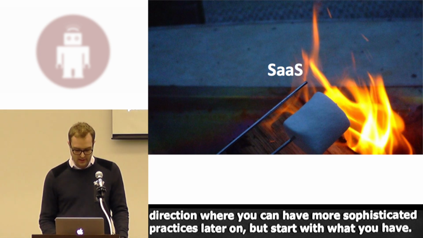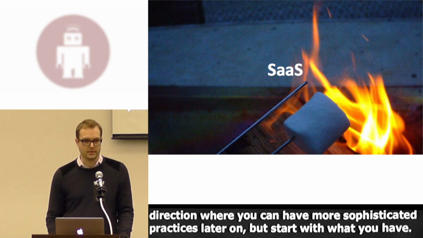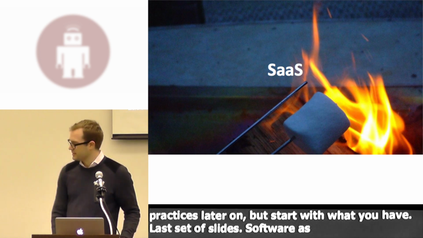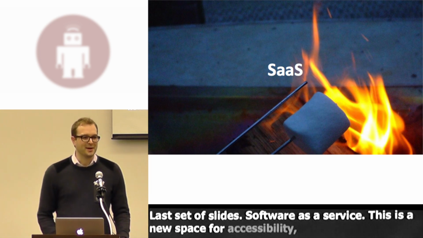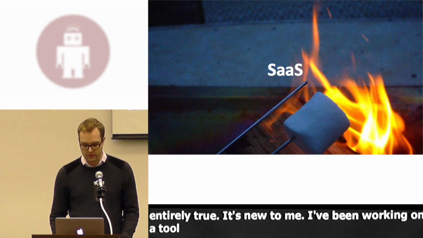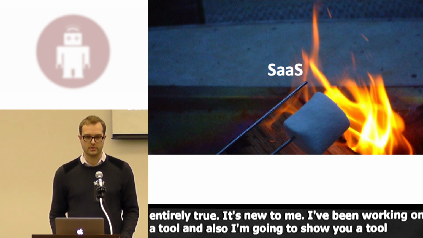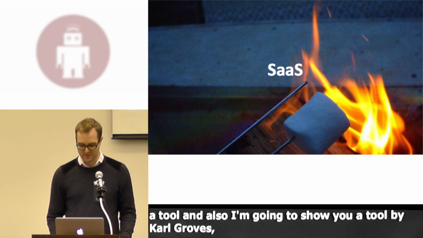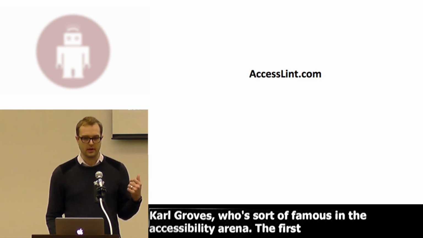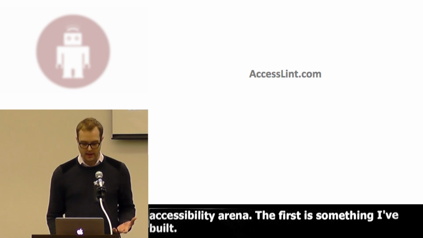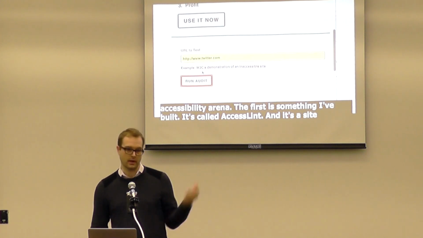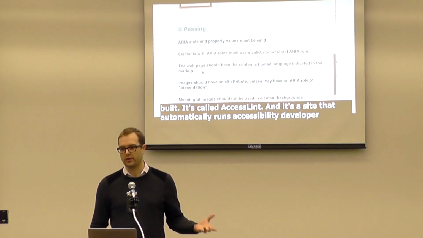Last set of slides. Software as a service. This is sort of a new space for accessibility, I think. Well, that's not entirely true. It's new to me. I've been working on a tool, and I'm also going to show you a tool by Karl Groves, who's sort of famous in the accessibility arena. The first is something I've built. It's called AccessLint, and it's a site that automatically runs Accessibility Developer Tools, the library I showed earlier, on a URL that you give it.